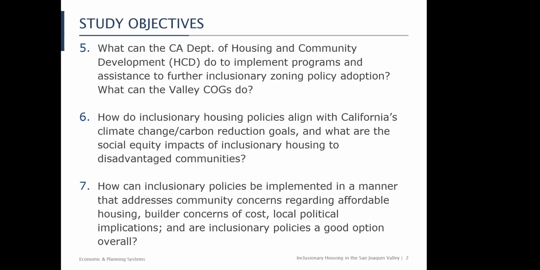Beyond the sort of local focus, what can HCD do? What can the COGs do to further support inclusionary zoning policy? And then how do the inclusionary housing policies align with California's climate change, carbon reduction goals, if at all? And what are the social equity impacts of inclusionary housing to disadvantaged communities?